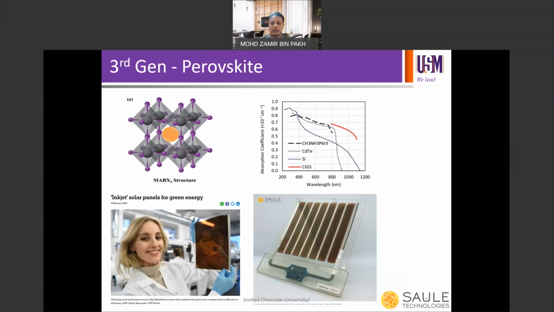On the right hand side, you can see the absorption coefficient of the perovskite solar cell in comparison to others. CH3NH3PbI3 is the methyl ammonium lead triiodide. You can see the absorption coefficient here is very high in the visible region, particularly if you want to compare with the dominant one, the silicon one. So silicon is way lower in terms of absorption coefficient due to its indirect band gap nature in comparison to perovskite. So that's what makes perovskite very interesting.